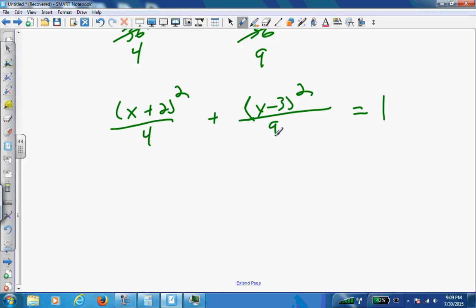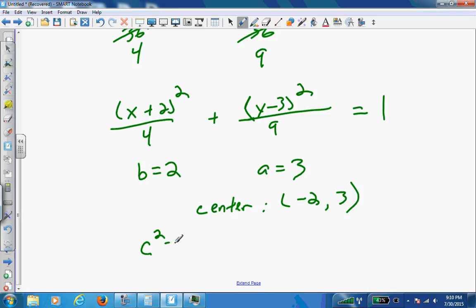So this is the larger denominator, so that's a squared. So a is 3. B squared, so b is 2. And our center is at h, k, so negative 2 would make that 0. Or you could say x minus negative 2, y minus 3. So that's our center. Also, if we need to know c, c squared is a squared minus b squared. So c is the square root of 5.